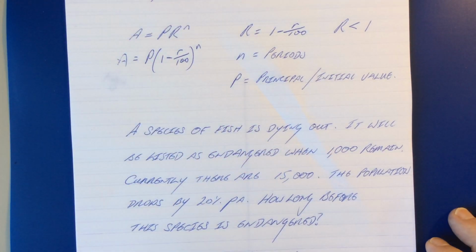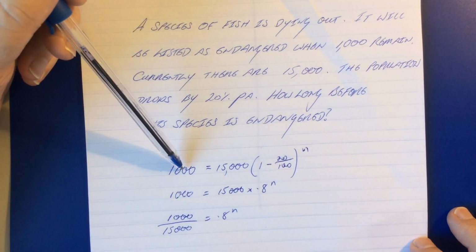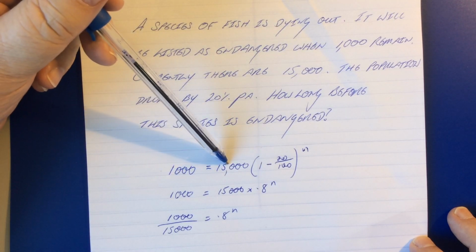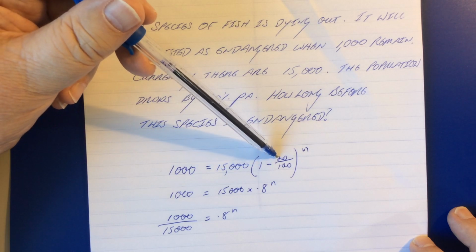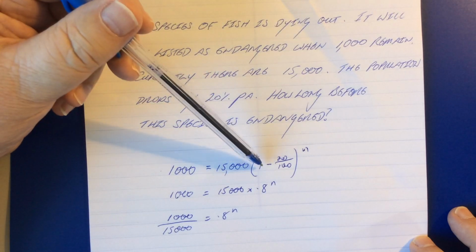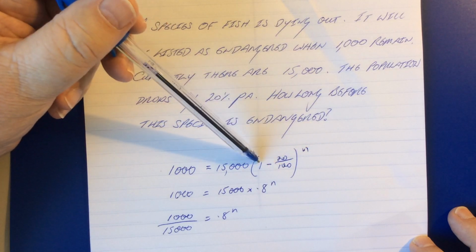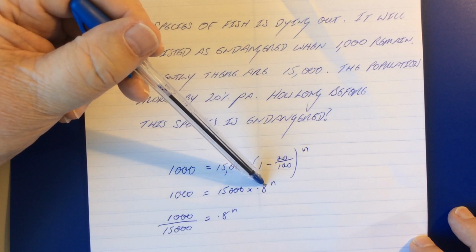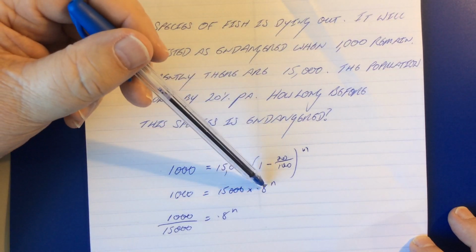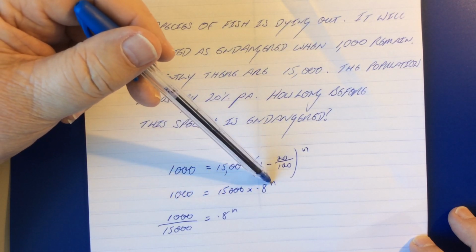So I've set this up and I'll just talk through this. This is the outcome. This is the starting point. 20% is the rate of drop. So 1 minus 20 over 100 to the power of n. Now 1 minus 20 over 100 gives us 0.8. Now that 0.8 is the capital R that I referred to earlier. So our equation is 1,000 is equal to 15,000 times 0.8 to the n.